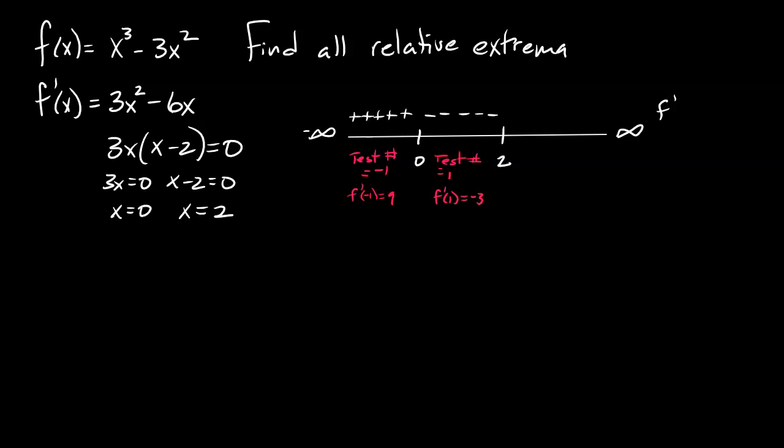And then I don't even know if I need to explain it for the last section, but we're going to test a number in here. I'm going to test 10, because 10 is often easy to calculate. I mean, 3 would have worked as well, though. So 10 would be 300 minus 60, which is positive. I don't even, 240, I guess. I don't care what the actual number is, I just care if it's positive or negative.